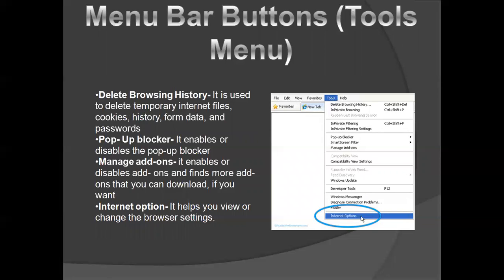So it is sometimes important and sometimes it becomes irritating also. Then next we have manage add-ons. It enables or disables add-ons and finds more add-ons that you can download if you want. This is only optional. Then internet option. It helps you view or change the browser setting. Okay, so the browser setting can be changed.